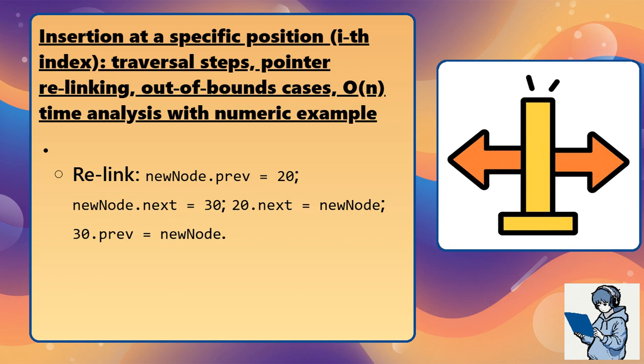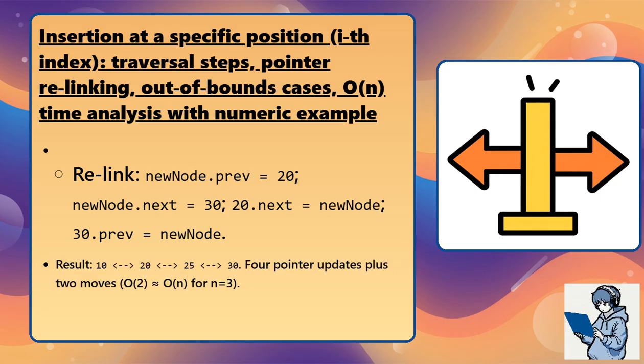Relink: new node previous set to 20, new node next set to 30, 20 next set to new node, 30 previous set to new node. Result: 10 double-20 double-25 double-30. 4 pointer updates plus 2 moves, order 2, approximately order n for n equals 3.